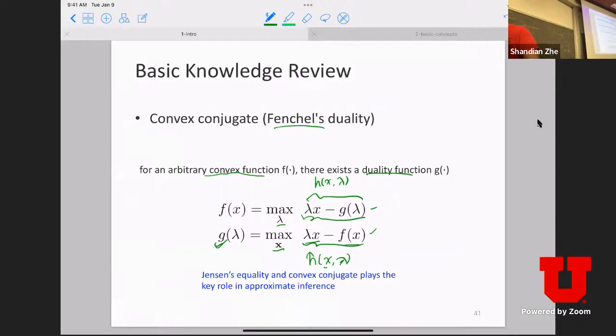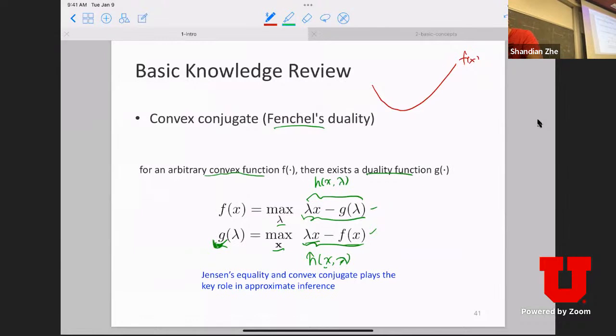Now I want to give you some intuition about this. What does it mean? Let us first look at the meaning of g of lambda. How do we get g of lambda? You see that g of lambda essentially is the negative intercept of the tangent line with slope lambda. Why is that? Let us randomly draw a convex function. This is our f of x.